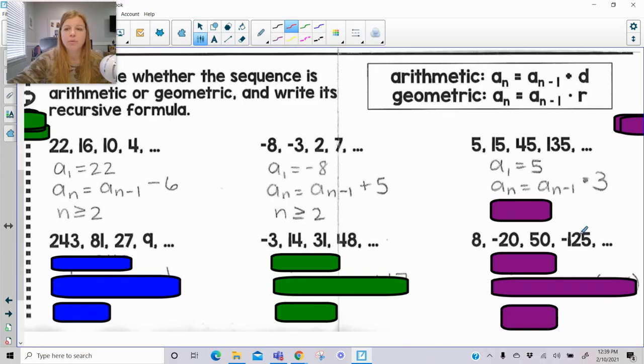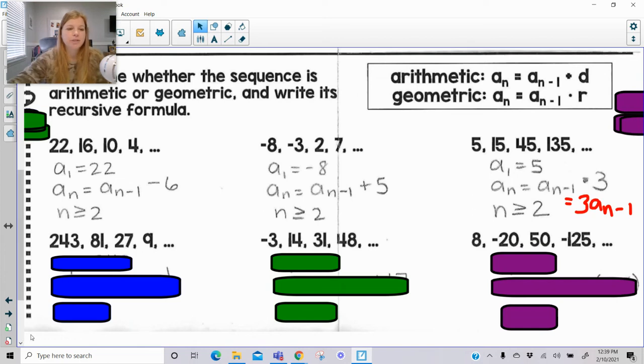And again, another way to write this, actually a little nicer way to write it, is to put the 3 in front. And so it's 3 times a sub n minus 1. And then always n is greater than or equal to 2.